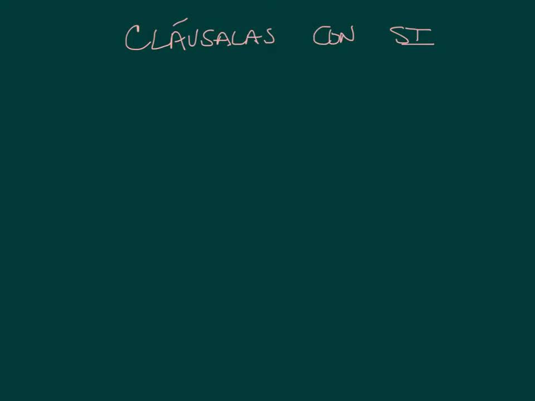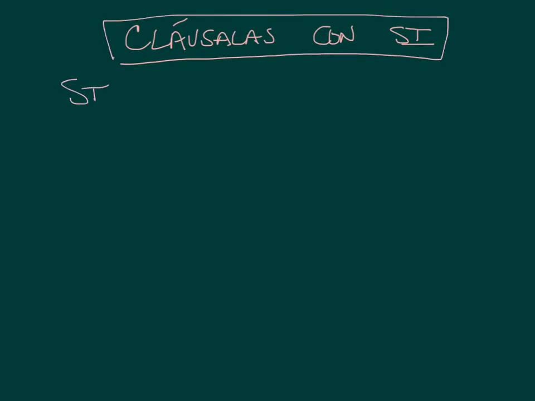This is the last use of the conditional tense, and it is with cláusulas con si, which is something we studied with the future tense, which is those si clauses. Si without the accent mark is equal to if. In the future tense, we looked at if this happens, then something will happen as a result. It was a guarantee. Now we're looking at if-then conditionals.